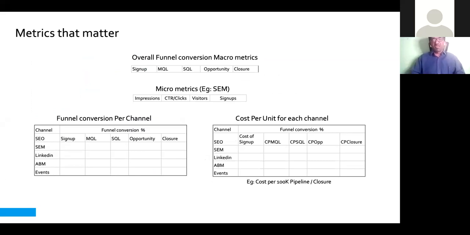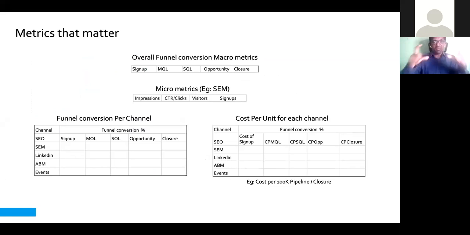Because if you're talking about pipeline management, what truly matters is the metrics, right? If you look at the entire funnel, right now I'm only talking about signups to prospect to closure, because this is the topic on which I have spent the maximum amount of time. So this is the type of metrics which I am suggesting.